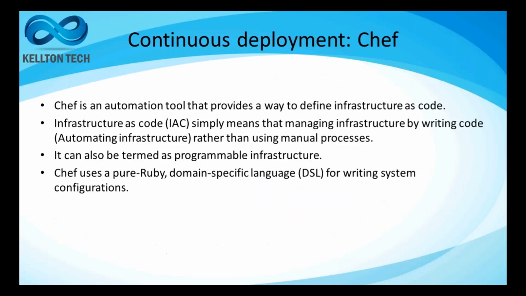Here we are achieving continuous deployment with the Chef tool. Chef is an automation tool that provides a way to define infrastructure as code. We are treating infrastructure as code and environment as code. We have multiple environments: a dev environment, a QA environment, and a UAT environment. Each environment has multiple servers, and everything is defined as code in the configuration file.